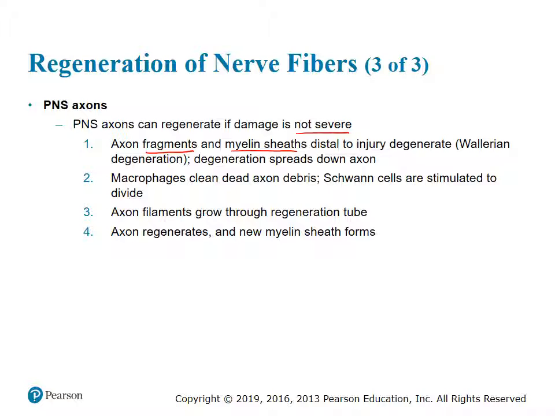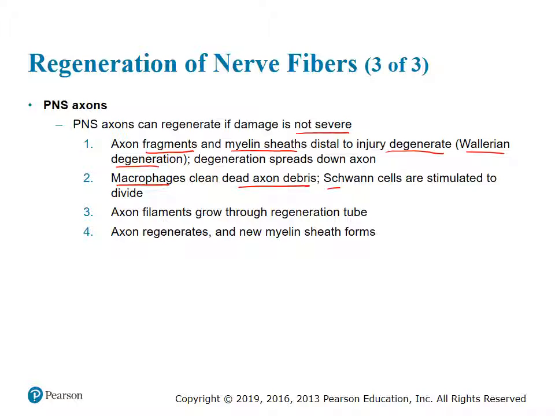So the myelin sheath that's damaged, the axon itself, the plasma membrane, organelles that are broken apart, disintegrate. The body has the capability of breaking this stuff down, and we call that Wallerian degeneration. And we start to clean up all of the damaged part of the axon. That's the first step. Macrophages actually eat away at all of the damaged parts, and they'll begin to degrade that because that's what the macrophages are doing.